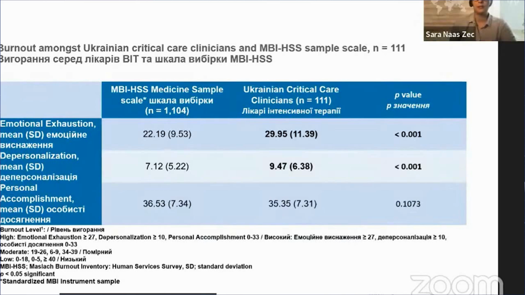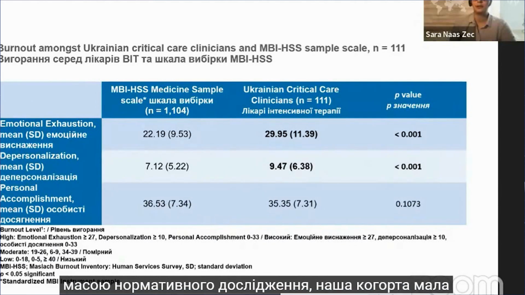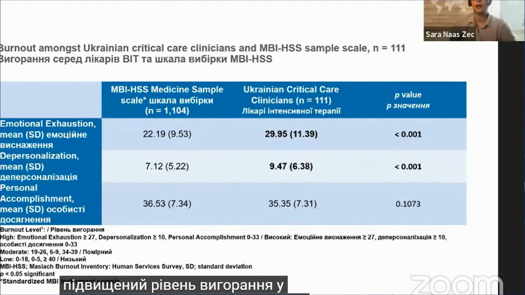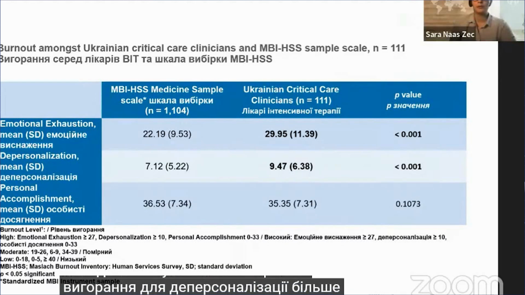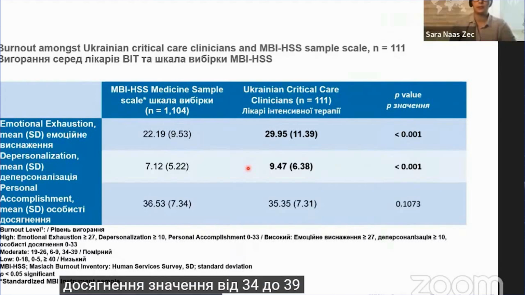As you can see here, compared to the Maslach normative study, our cohort had increased levels of burnout in the domains of emotional exhaustion and depersonalization, and similar levels of burnout for personal accomplishment. For emotional exhaustion, a level greater than 27 indicates a high level of burnout. For depersonalization, more than or equal to 10 is high. However, 6 to 9 is considered moderate. For personal accomplishment, a value between 34 to 39 is considered moderate. Next slide, please.